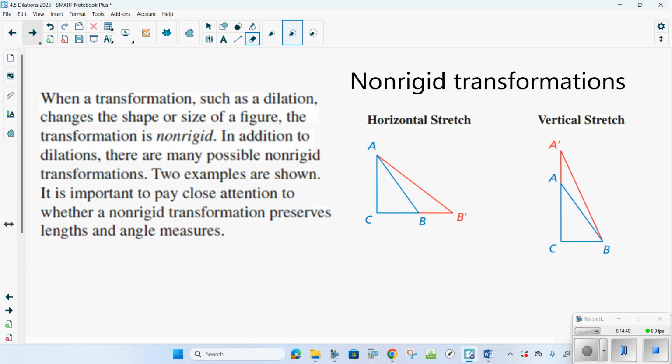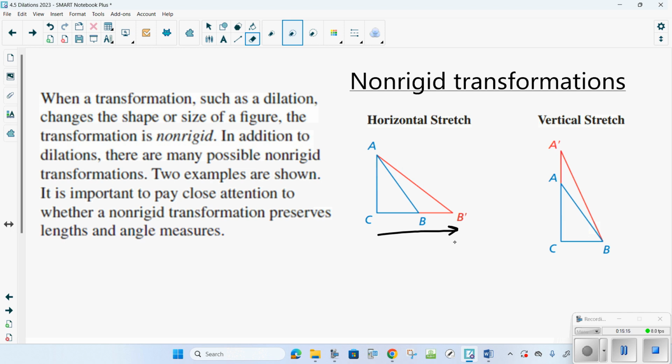Horizontal stretches. If I only stretch something in one direction, I'm not doing it to the entire figure. These are non-rigid transformations. Dilation changes the size and shape, so the transformation is non-rigid. There are other transformations that are also non-rigid.